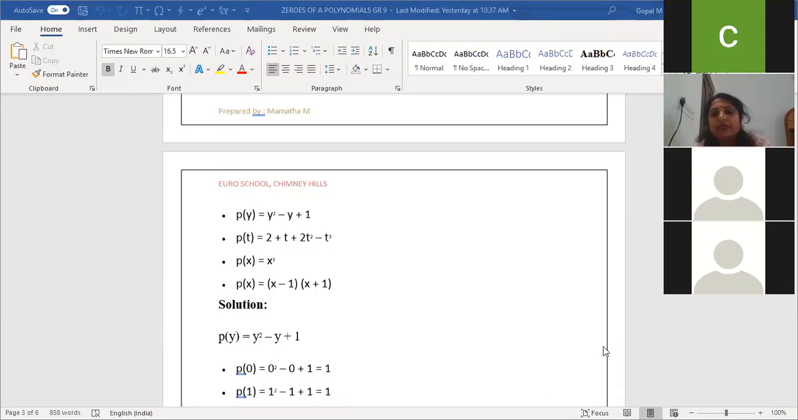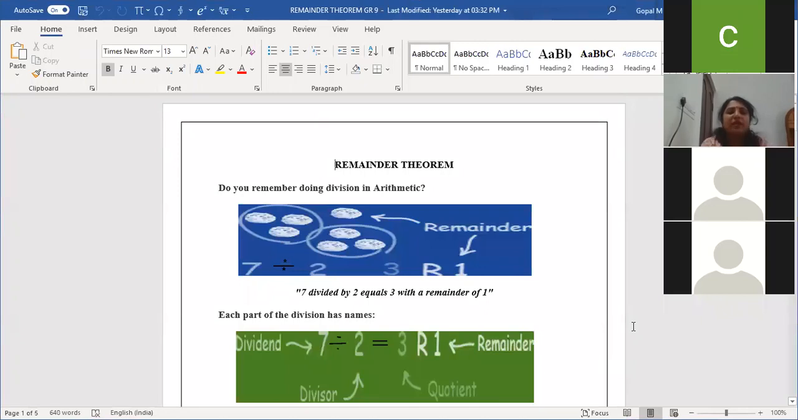Today, I'll explain the next concept in polynomials, the remainder theorem. Children, you have learnt the division algorithm in grade 4. Anybody know the meaning of division algorithm? Grade 4 you have learnt. Yes, Brunda? Dividend is equal to divisor into quotient plus remainder.